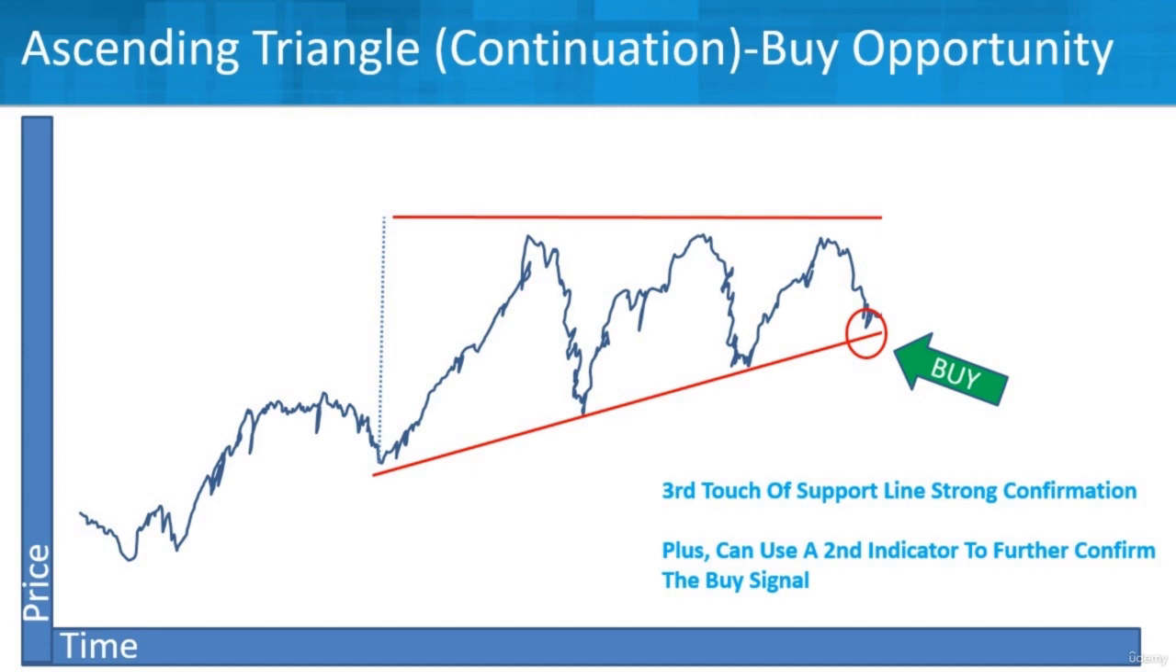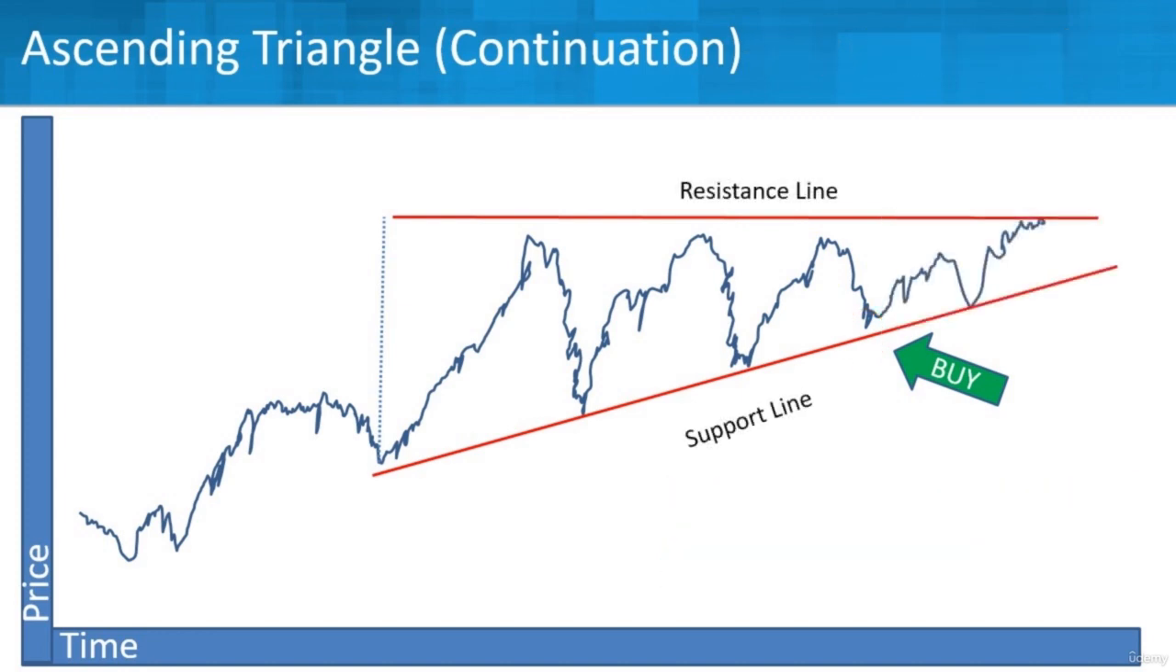You can also use a second indicator to further confirm, with volume or a moving average or some other type of indicator to help you confirm as well. You don't have to trade just off the triangle. You could buy on that second touch, by the way, and that's perfectly fine. The third touch just gives you a little bit more confirmation. The more touches, the more confirmation.